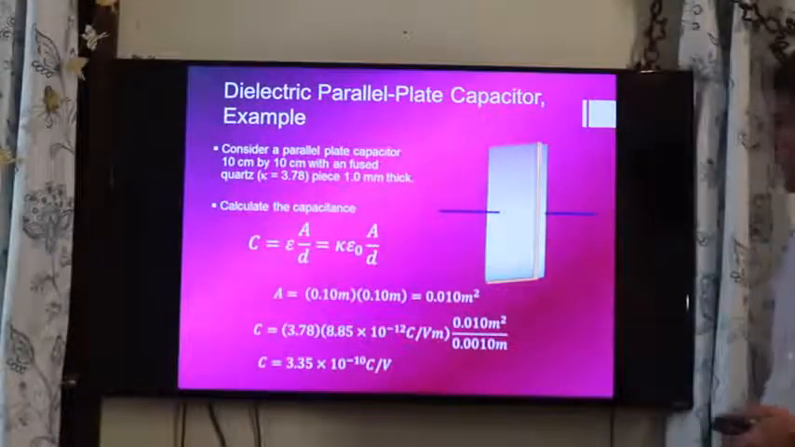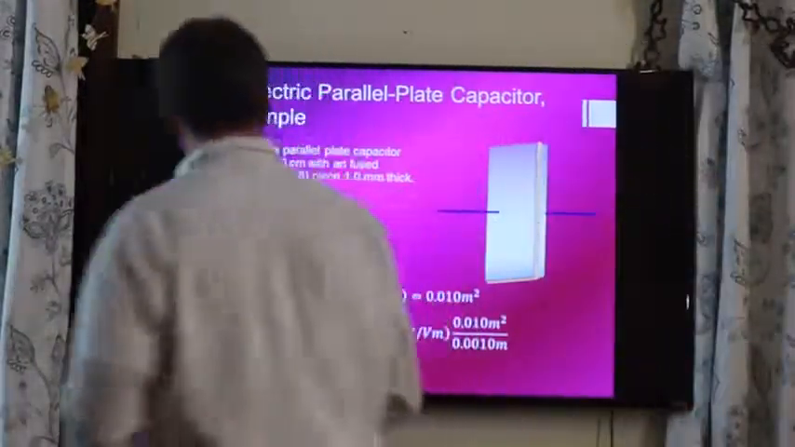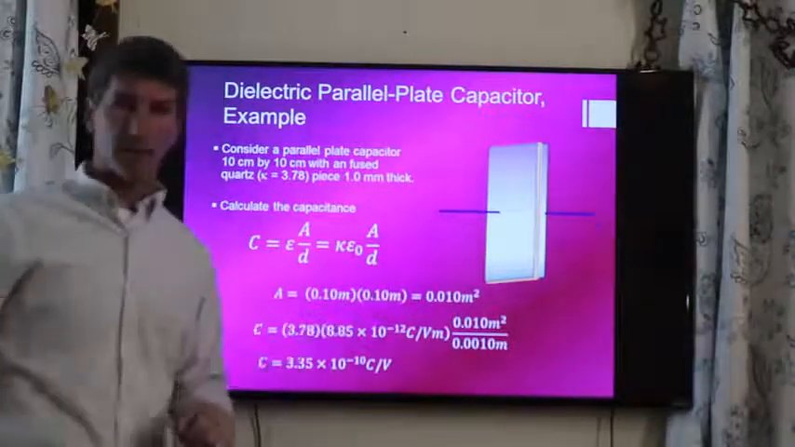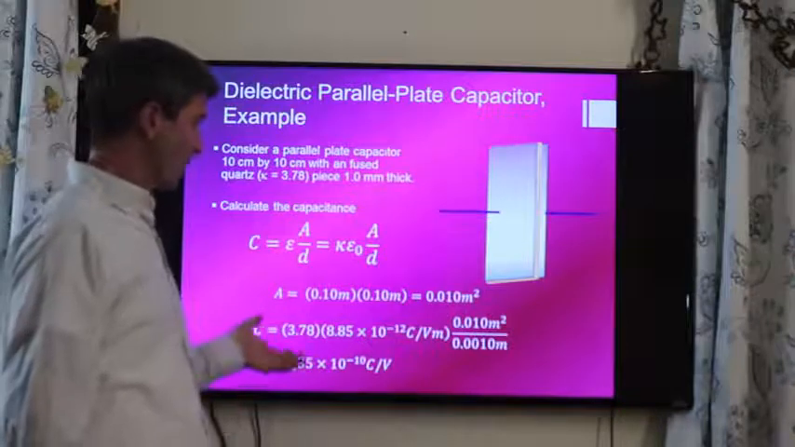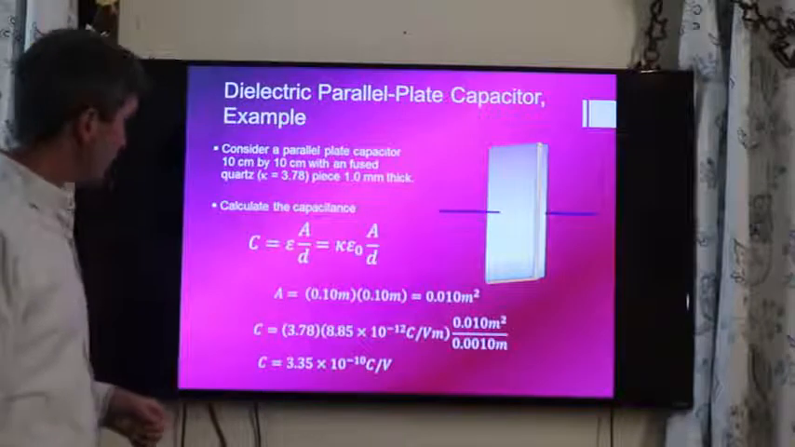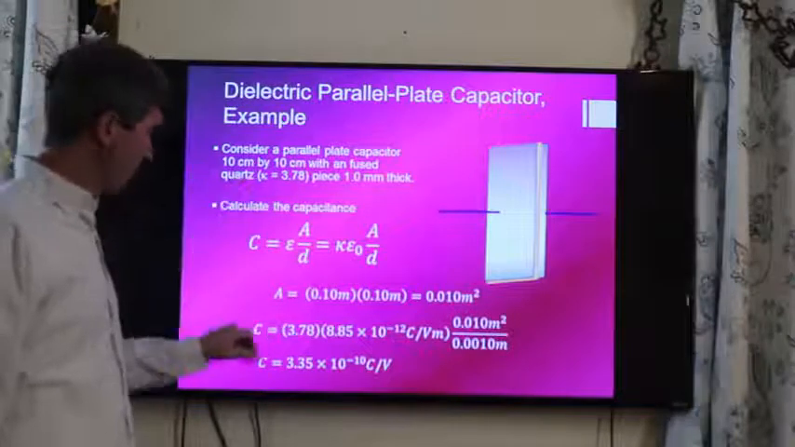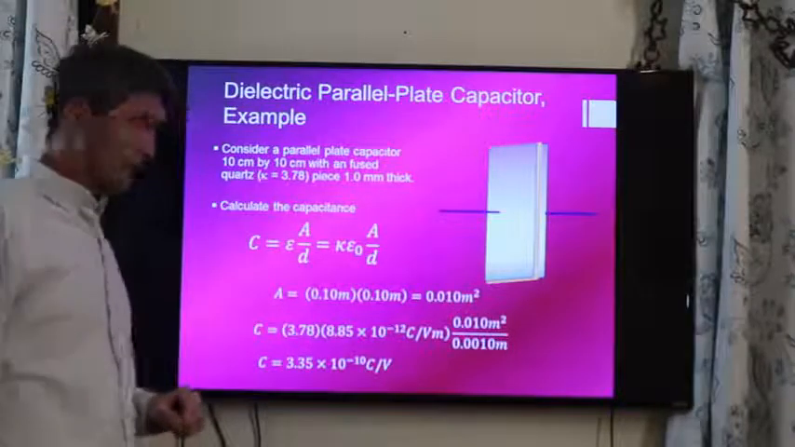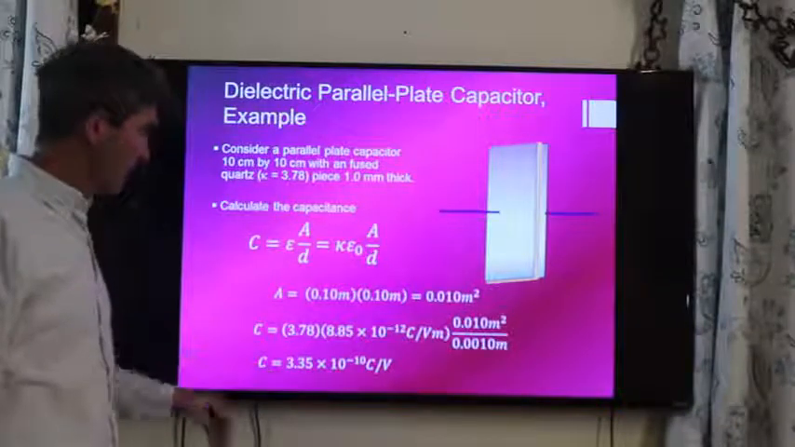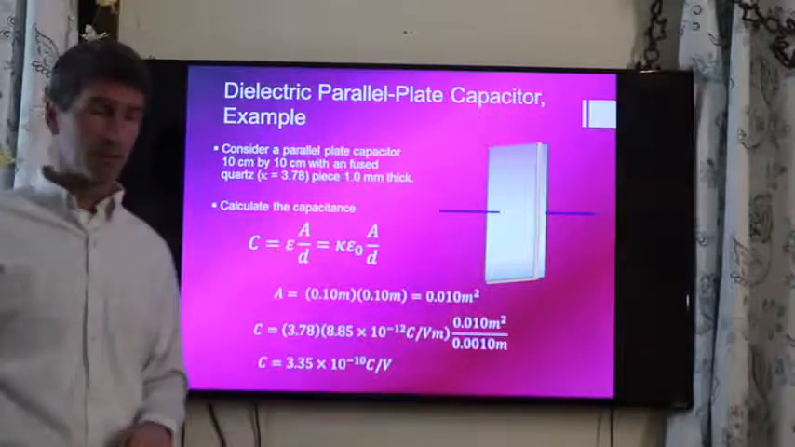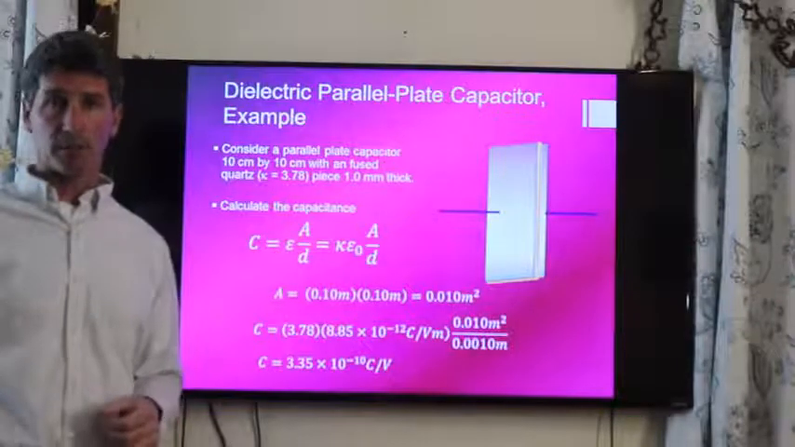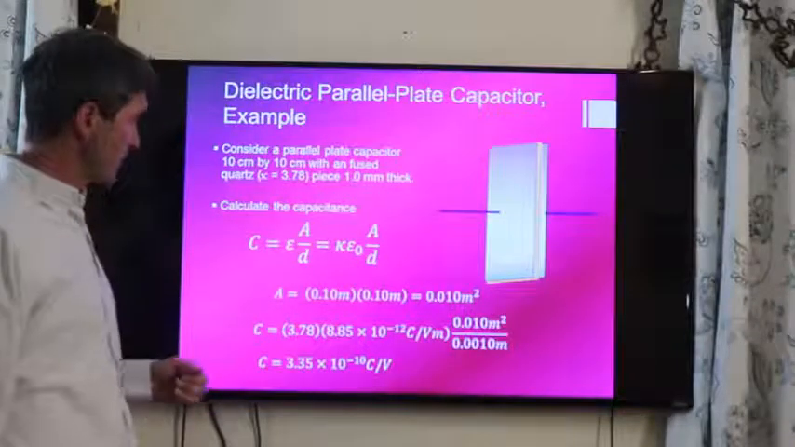So again, here is our parallel plate capacitor. We're going to calculate the capacitance. Again, we have an area of 1/100th of a square meter. That's the same area that we used for the earlier example. But now we're going to use a piece of quartz in between it, and quartz has a dielectric constant of 3.78. So when we calculate the capacitance, we see that we actually get a higher capacitance, well, 3.78 times greater than what we got in the earlier example in the first section.